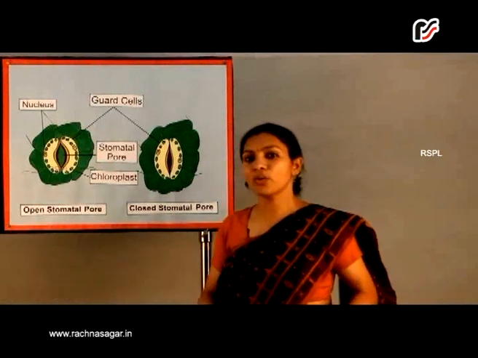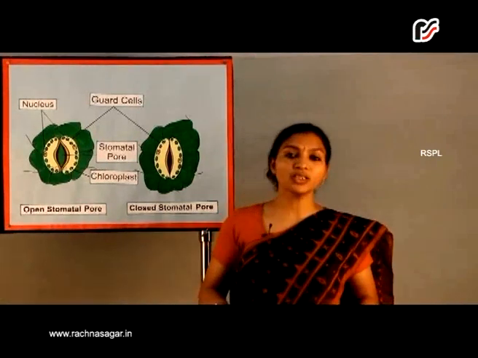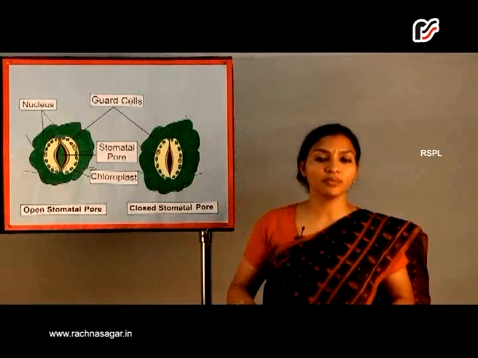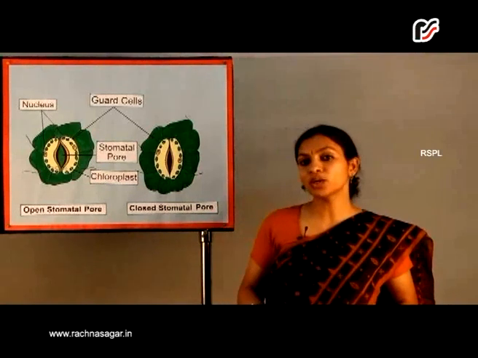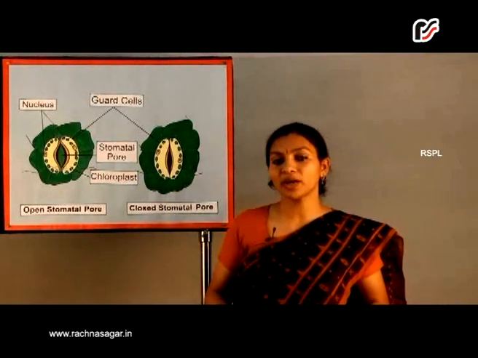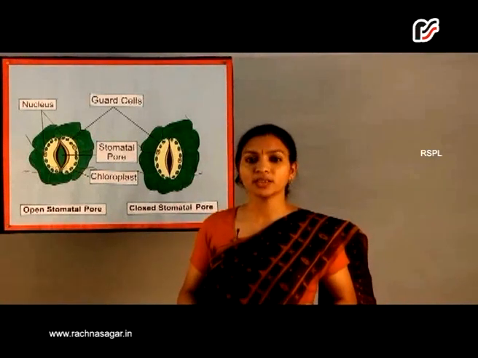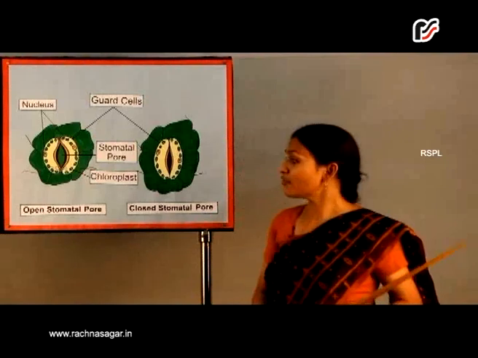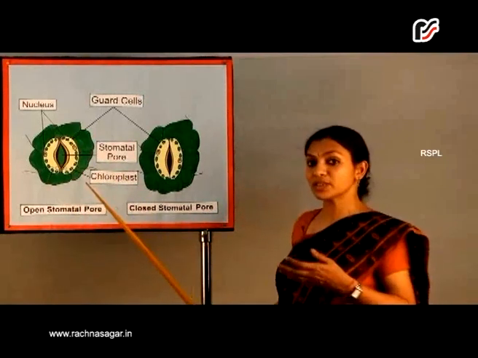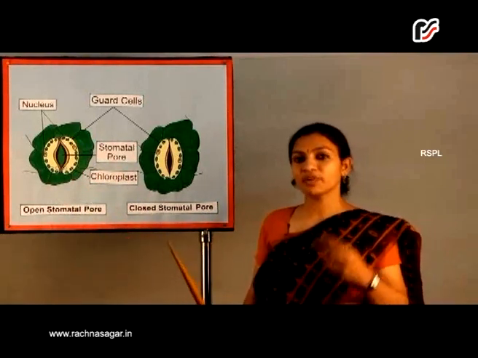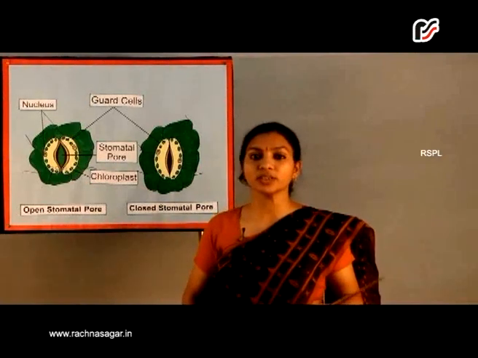Now what's the definition? How can we define them? So these are minute pores which are present on the lower surface of the leaf surrounded by bean-shaped guard cells in dicot plants. Now, what's the function of the stomata which are present normally on leaves? They perform specifically two functions.